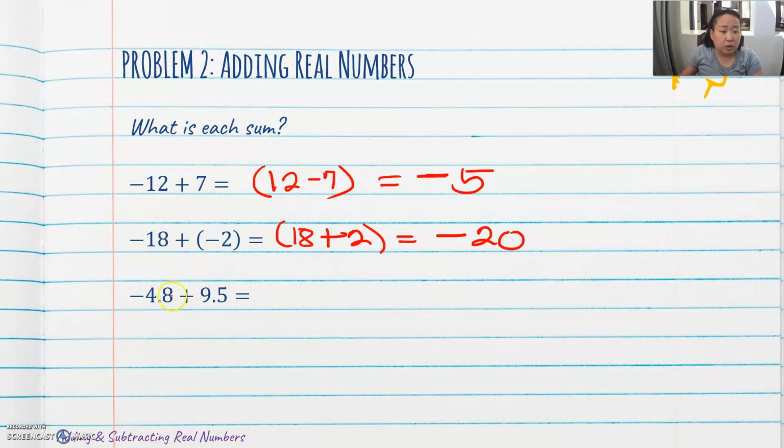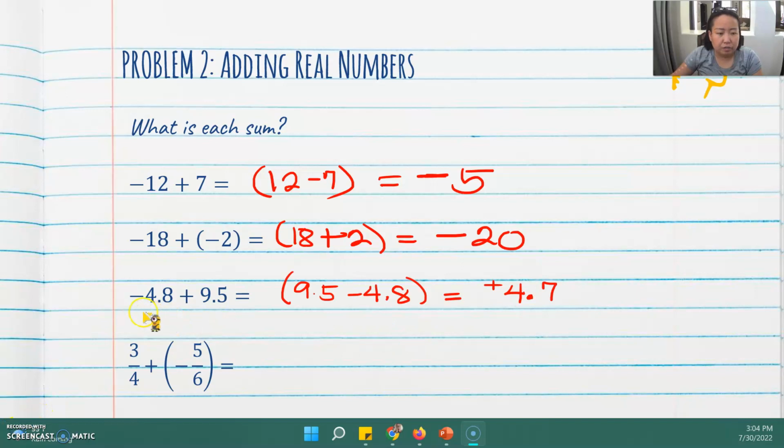Okay. Let's have the next one. You have negative 4.8 and 9.5. So try to give the answer to this one. And then we will discuss 3 over 4 plus negative 5 over 6. All right, so if you have a positive 4.7 for our third example, then you got it correctly. Now with our last example, it's a special case.